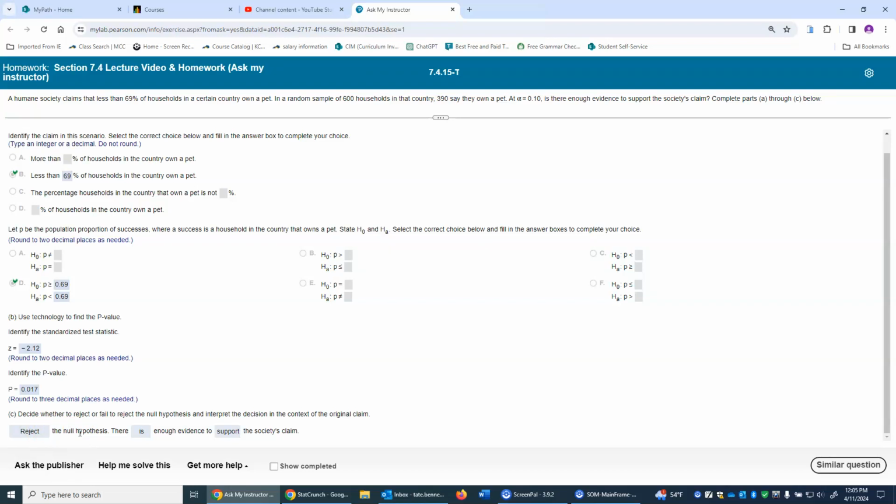Let's see. I don't know if that part's correct. If the p-value is less than alpha, then we reject the null hypothesis. Here the p-value is 0.017, which is less than alpha of 0.1, so we'd reject the null hypothesis. Hope this helps.